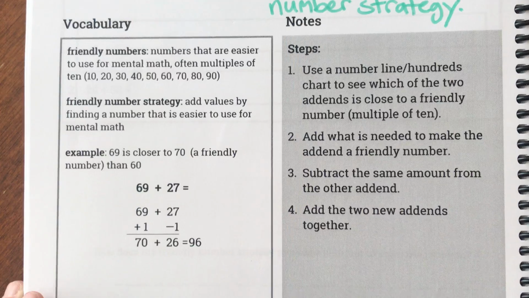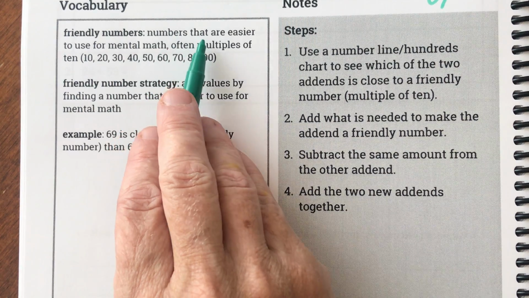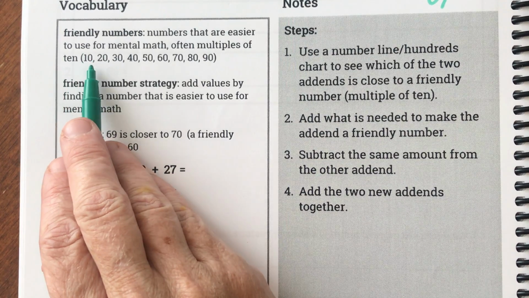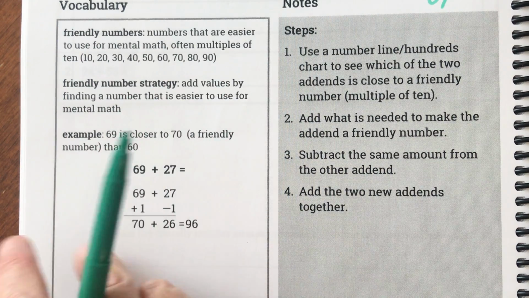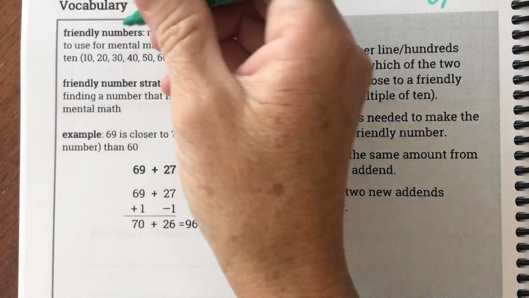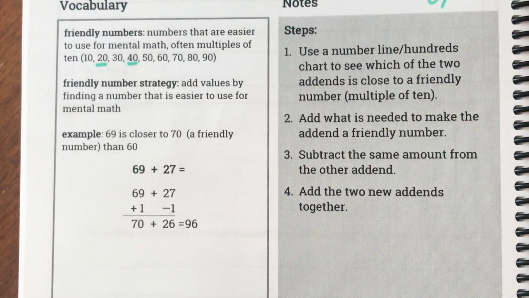Okay, so let's look at our vocabulary. And it tells us what a friendly number is. Friendly numbers are numbers that are easier to use for mental math, often multiples of 10. So 10, 20, 30, 40, 50, 60, 70, 80, 90, even 100. We could go on. Those are friendly numbers because we can do those in our head. So I could say something like 20 plus 40 in my head, I could solve that. I could say 20 plus 40 is 60. But if I had a number like 24 plus 68, those aren't very friendly. I wouldn't feel very confident solving that in my head.